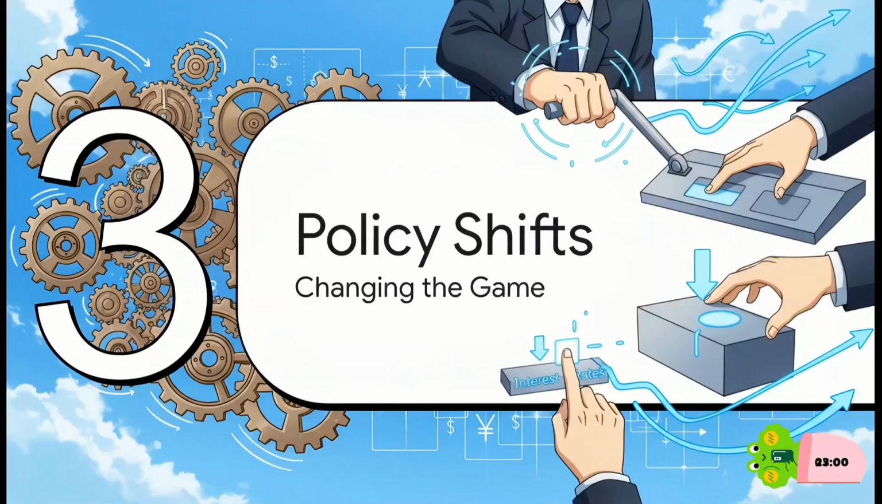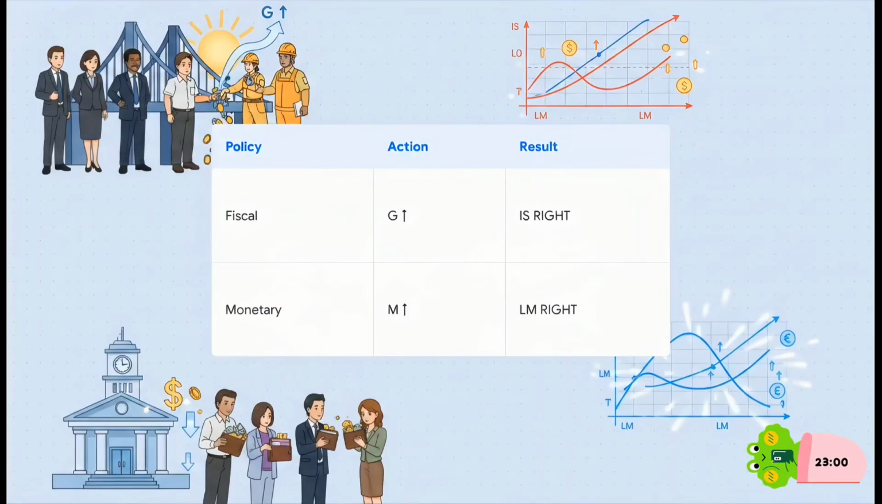Okay, so we've defined our equilibriums, but let's be real, the economy never just sits perfectly still. Now we need to look at policy shifts, how the government and central bank actively step in to change the game. Let's break down these policy shifts, as keeping them straight is paramount for your exam.